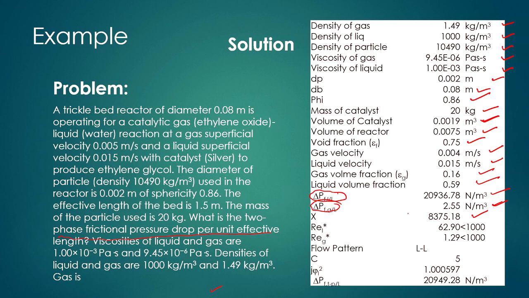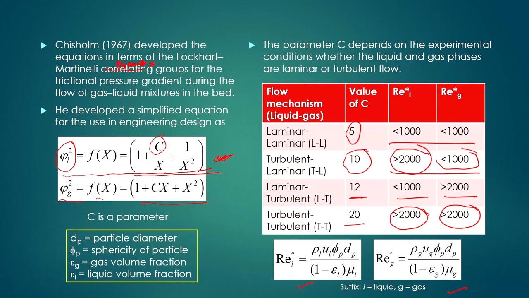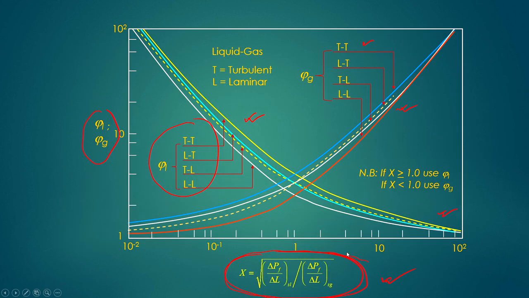Okay. You will see that the Reynolds number, you can calculate, it is coming less than 1000. Reynolds number for gas is also coming less than 1000, that means here the condition is laminar-laminar. So the flow pattern is laminar-laminar. So the Chisholm flow constant C will be equal to 5. Then what will be phi L square? Phi L square can be calculated based on the formula given here: phi L square is 1 plus C by X plus 1 by X square.